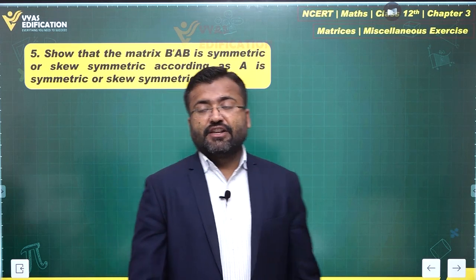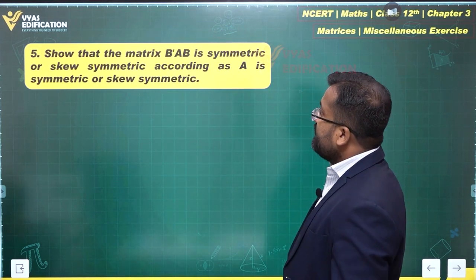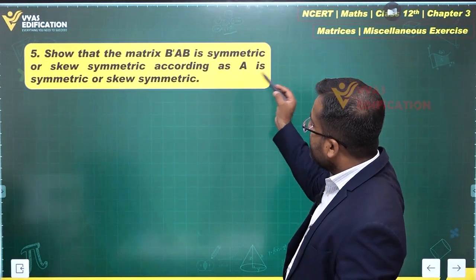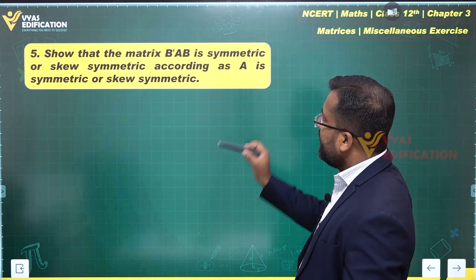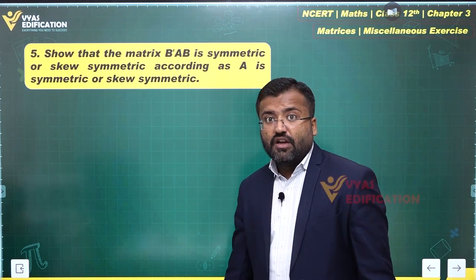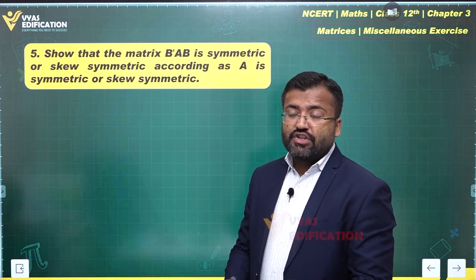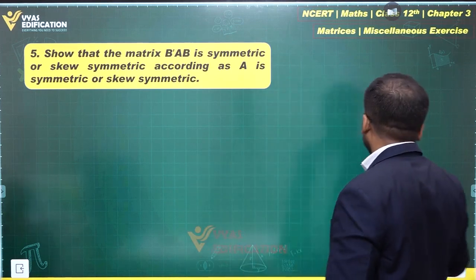Let's discuss this next question. Show that the matrix B transpose AB is symmetric or skew symmetric according as A is symmetric or skew symmetric. Okay, there are two parts to this question.